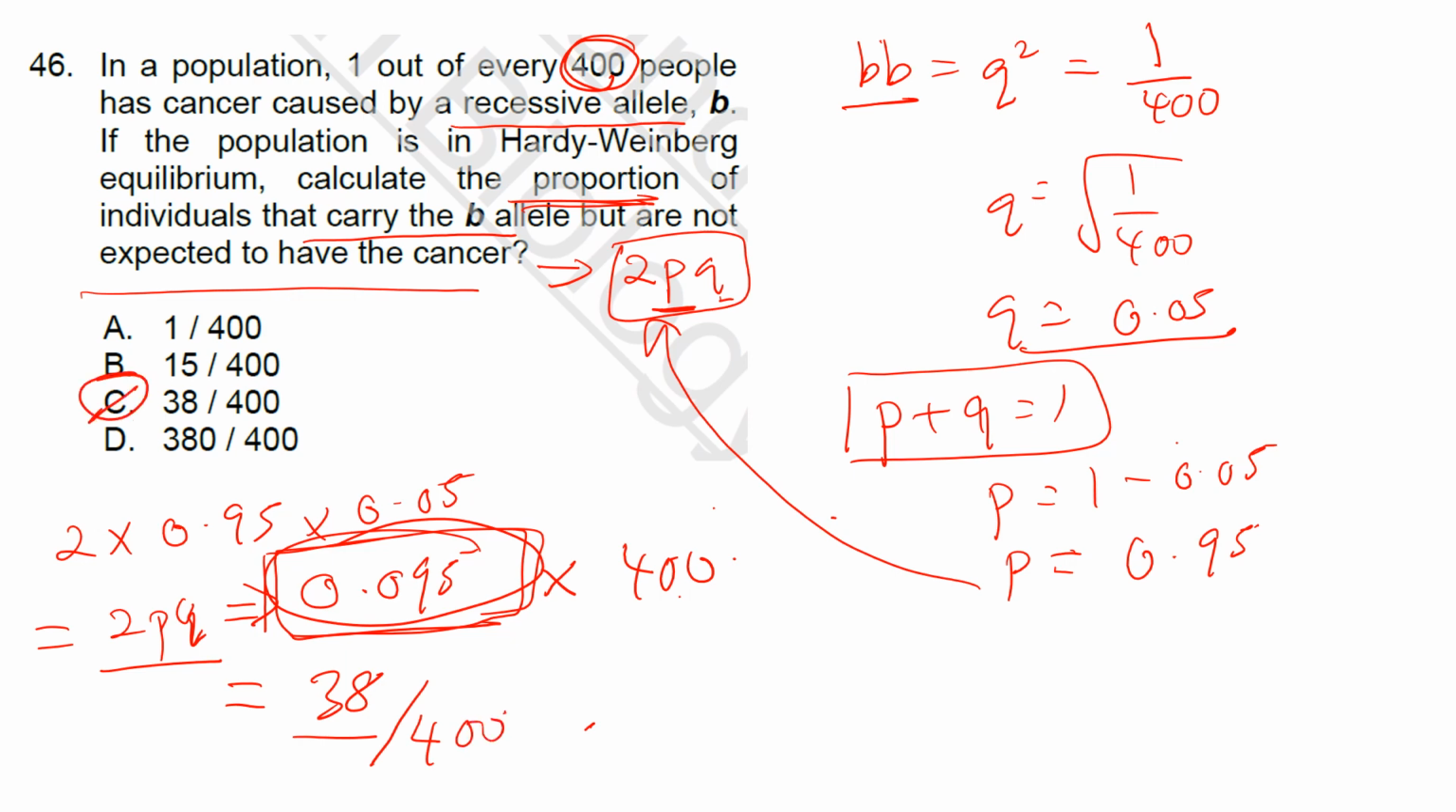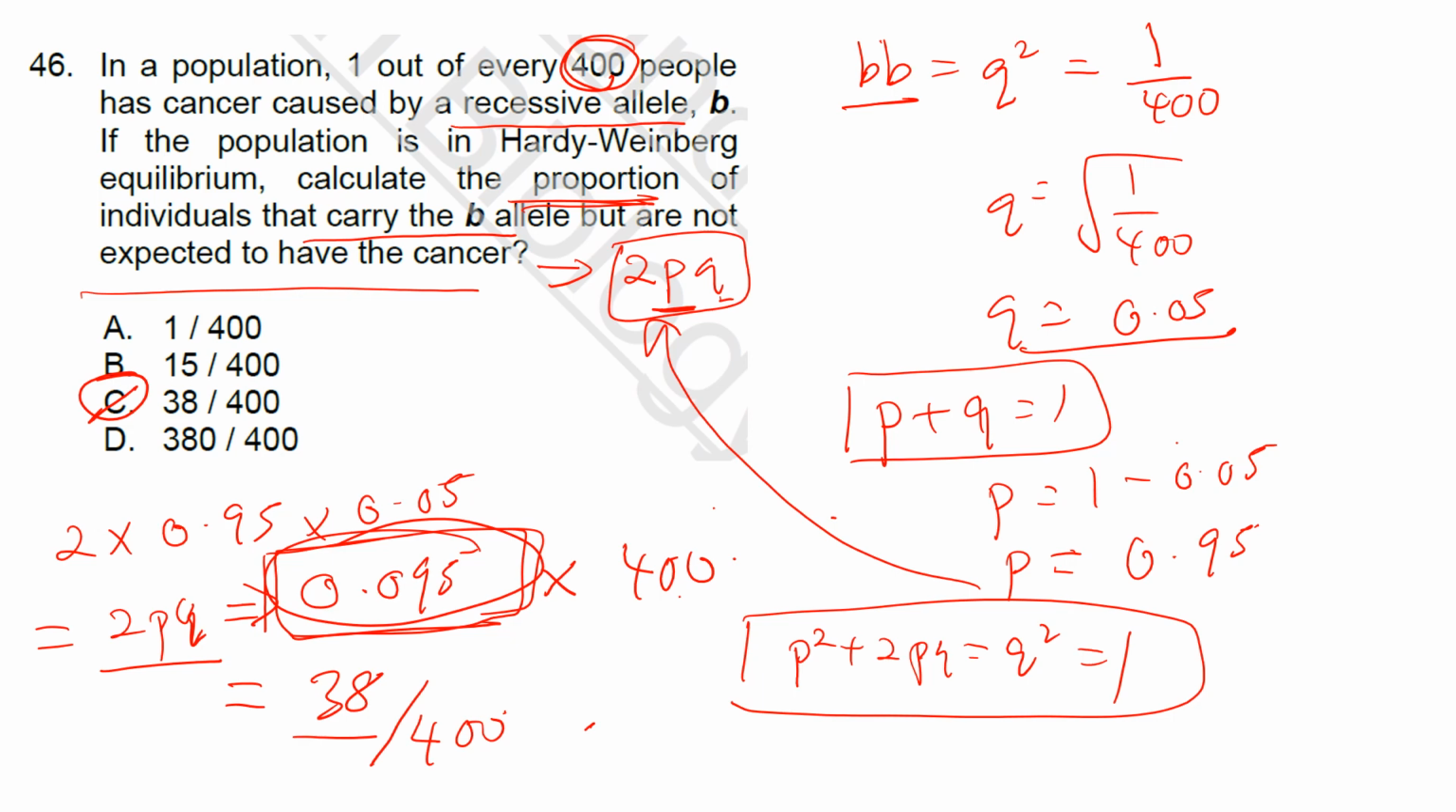So I hope you know how to apply both of the Hardy-Weinberg equations. One is P squared plus 2PQ plus Q squared equals 1, which is used to determine the genotypic frequency. The other one is P plus Q equals 1, which is used to calculate the allele frequency. So that's the end of the discussion for part A.